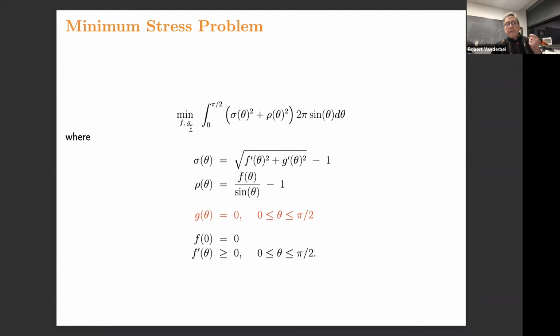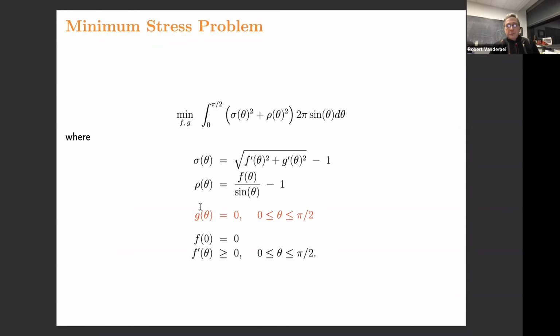And the question is, what are the functions f and g that minimize this thing? Well, if I didn't have any constraints, I would just take f to be equal to sine theta and g to be equal to cosine theta, and then this would be equal to 0, and this would be equal to 0, and that would be the minimum. But I wouldn't be doing anything if I didn't have any constraints. So this is a constrained optimization problem. I'm going to impose constraints. So here I've written down constraints that are the definitions of sigma and rho, which we wrote in the previous slide, that relate them to f and g.